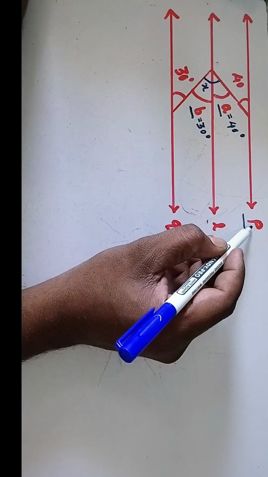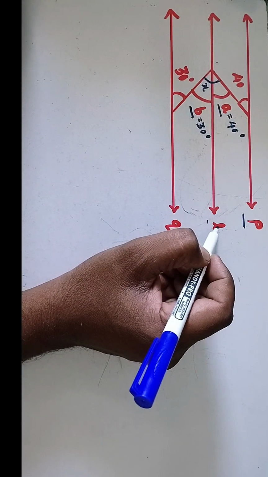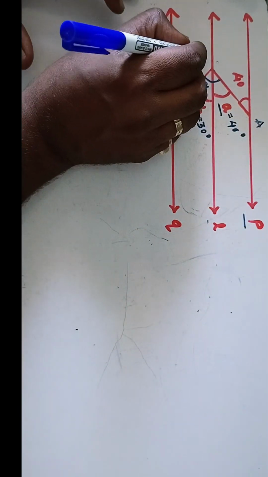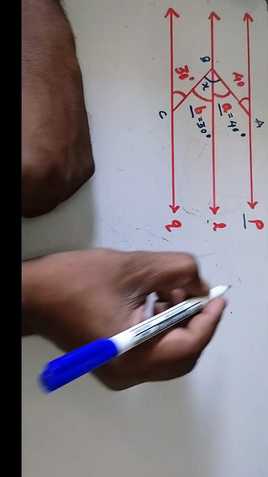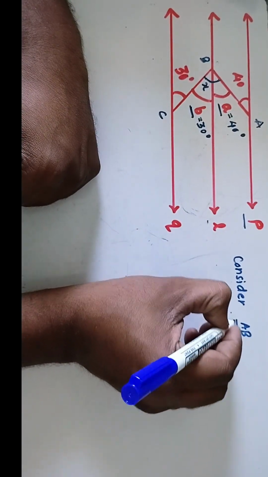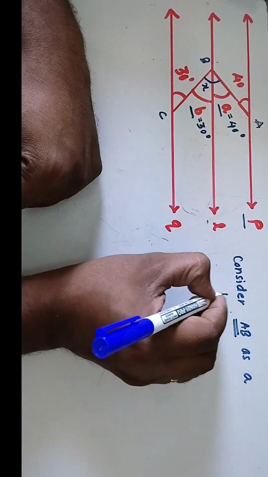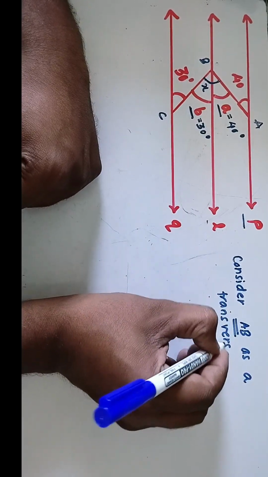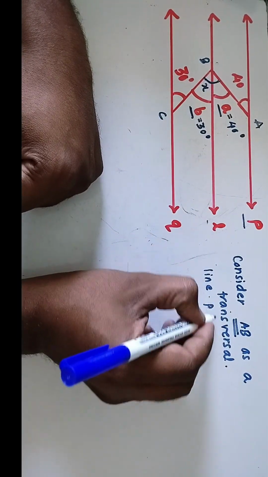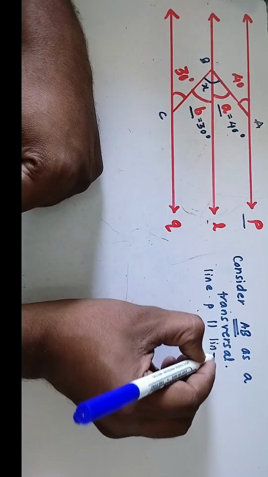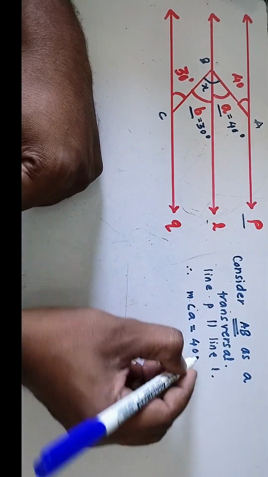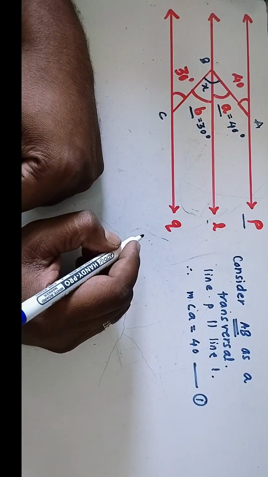First we will write line P is parallel to line L, and just name these points as A, B and C. First we'll consider AB as a transversal. And line P is parallel to line L, vice versa. We'll get measure of angle A is equal to 40 degree. This is our first solution.